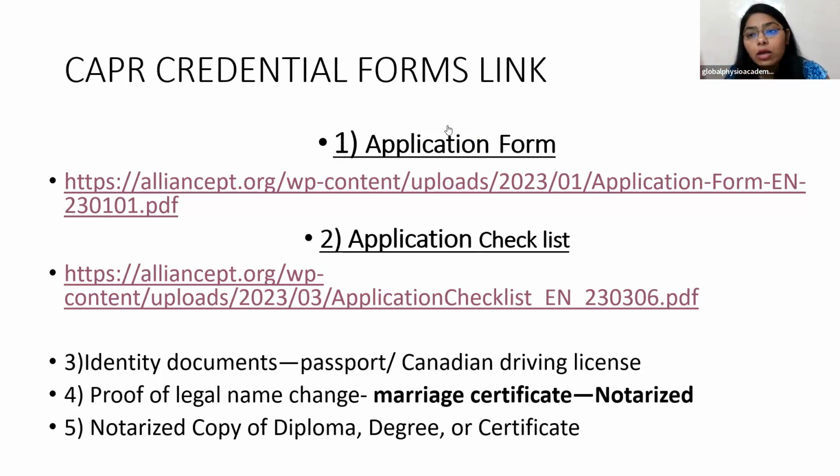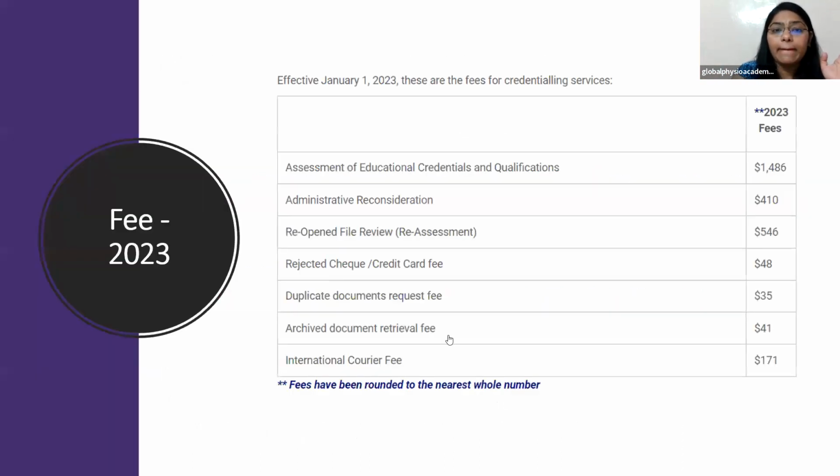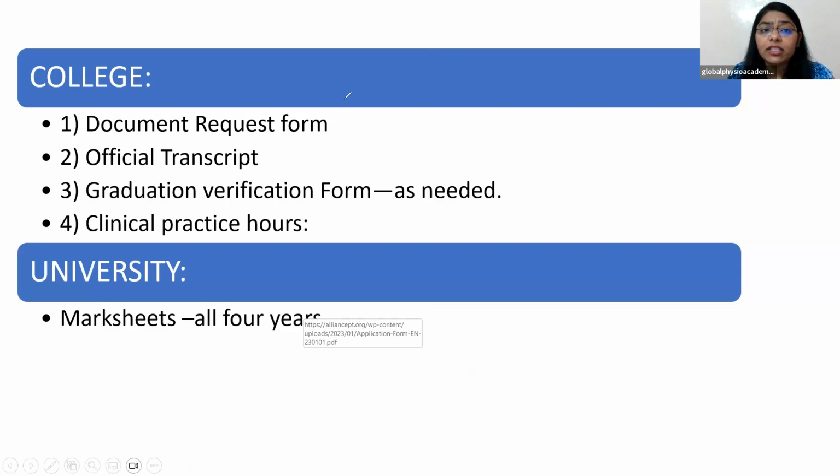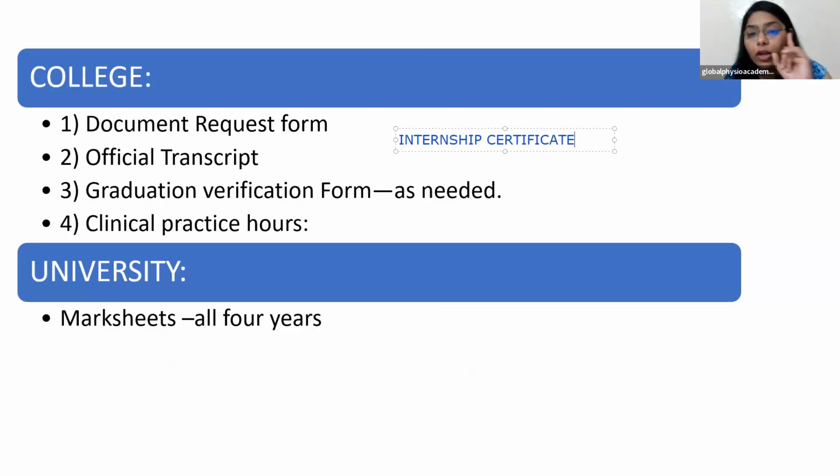So this is your student fund. Six things: form, checklist, driving, like passport, marriage certificate on and off depending on your requirement, degree certificate, and the credit card. College document request form, transcript, graduation verification certificate, clinical practice hours, and one more thing, internship certificate. Because internship certificate, if college is provided, then you are not gonna submit. But if college is not provided, the student has to go with notarized internship certificate. Okay, so college has to go with the file.